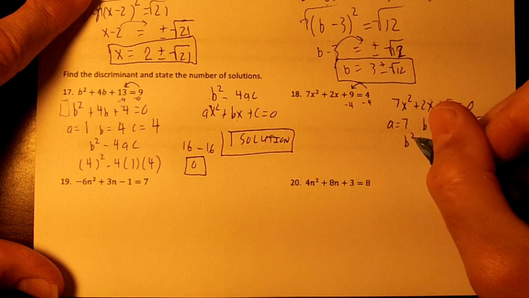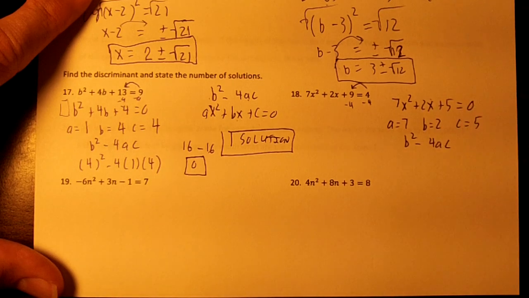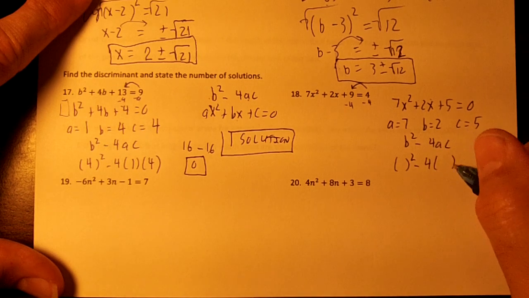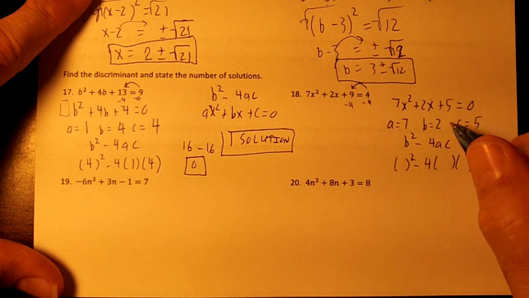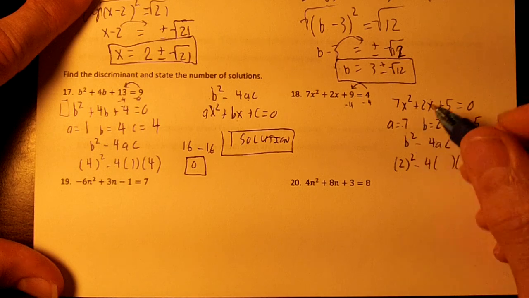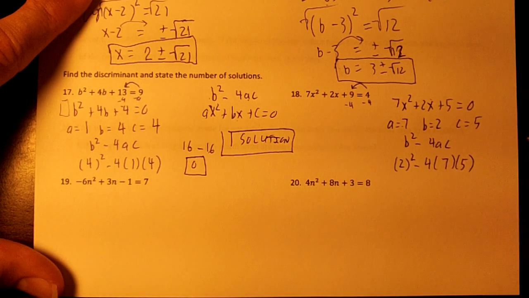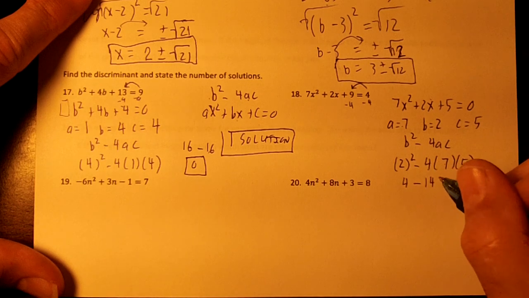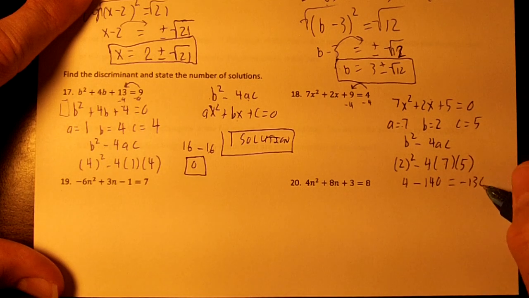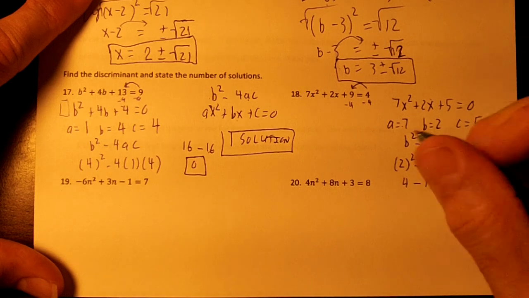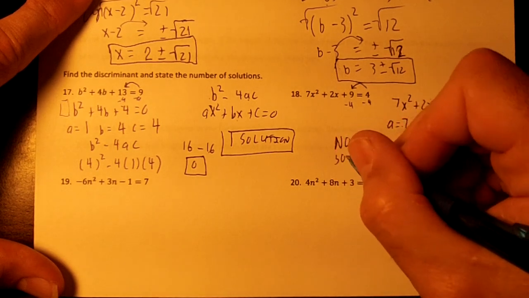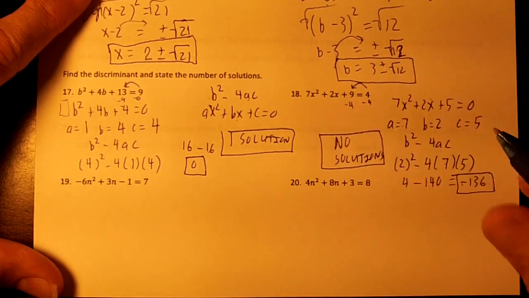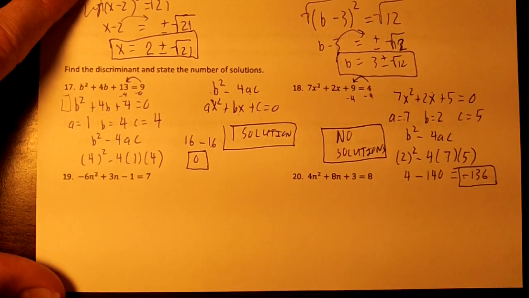Then we're going to write down b squared minus 4ac. Then you're going to draw your parentheses. Then you're going to plug in. B is equal to 2, A is equal to 7, C is equal to 5. You get 4 minus, this is 35 times 4 is 140. That's going to end up being a negative 136. If this is negative, there's no solutions, right? Which means a parabola won't cross the x-axis.